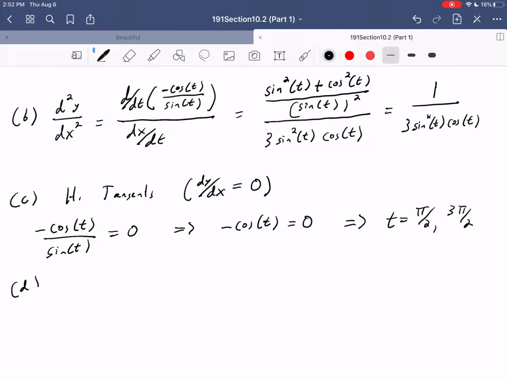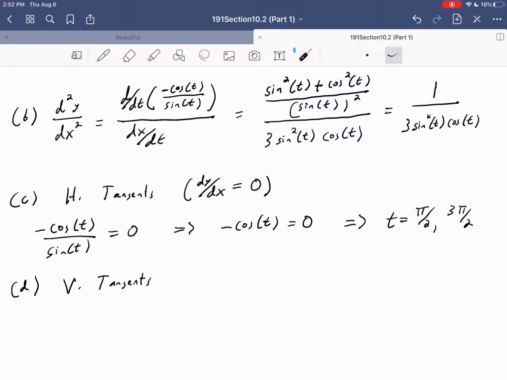For now, though, let's go ahead and do the vertical tangents. Vertical tangents are moments where your curve has a vertical tangent like that. So these are moments like this. That would be a vertical tangent, or something like that. That would be a vertical tangent there.